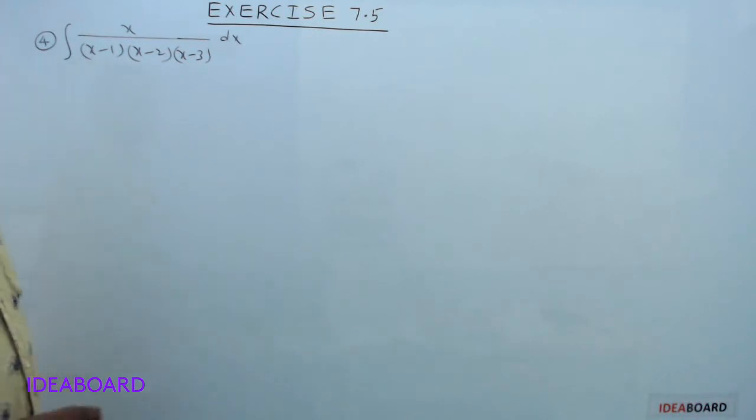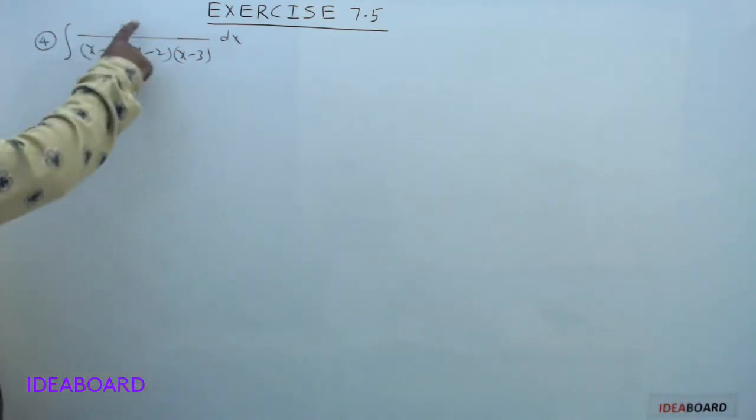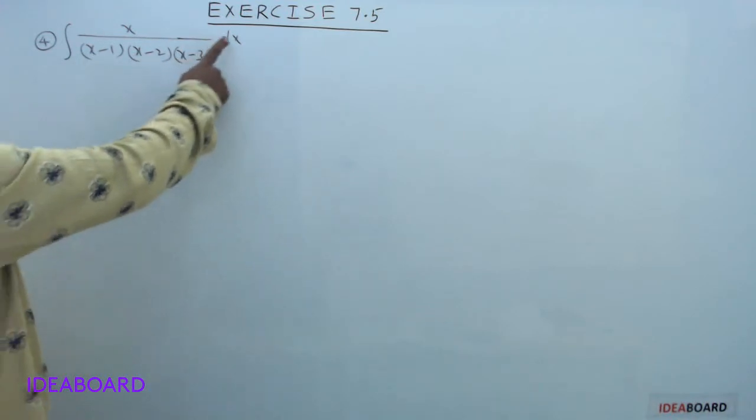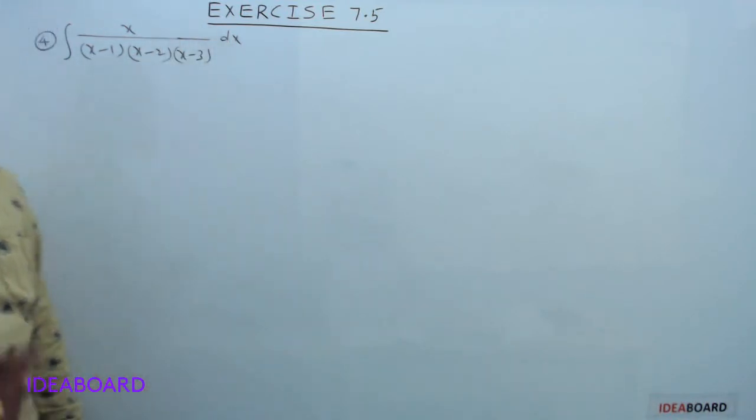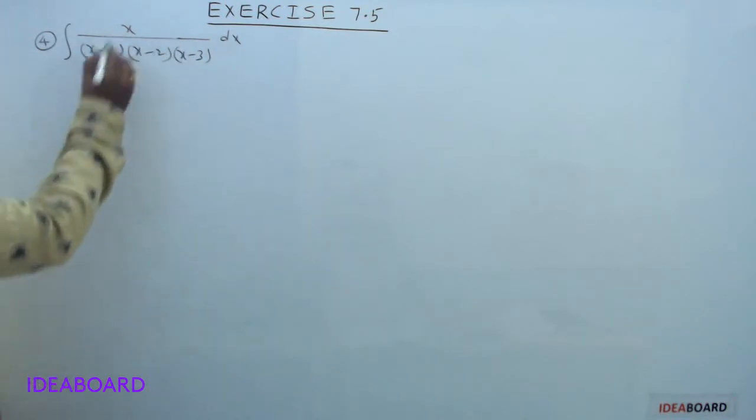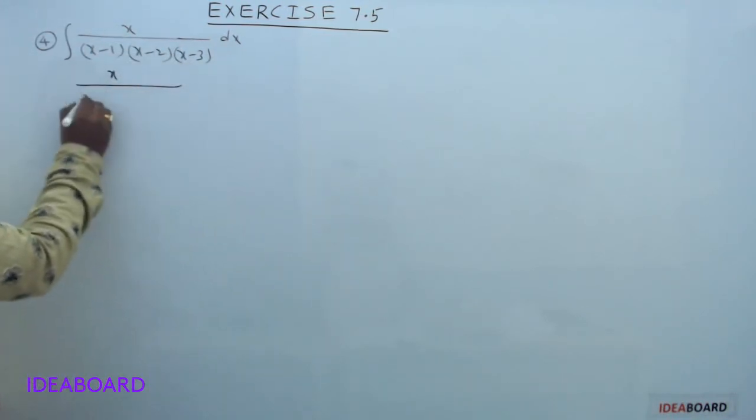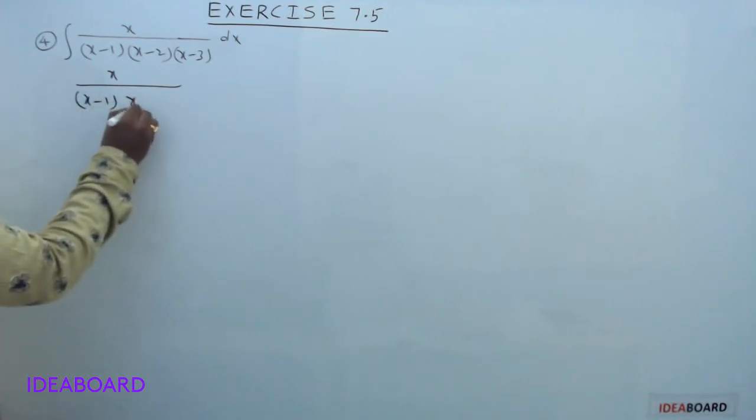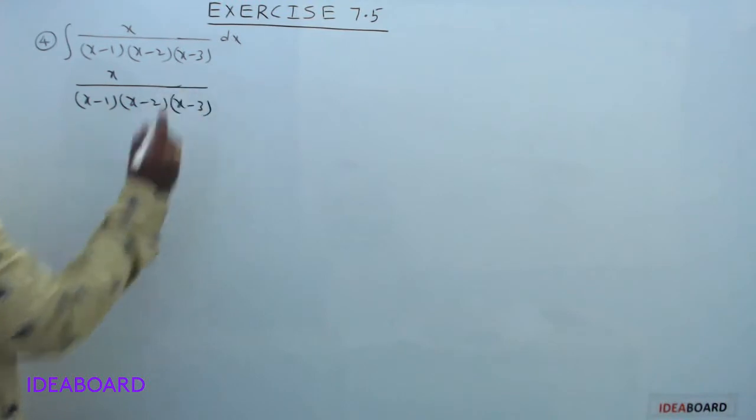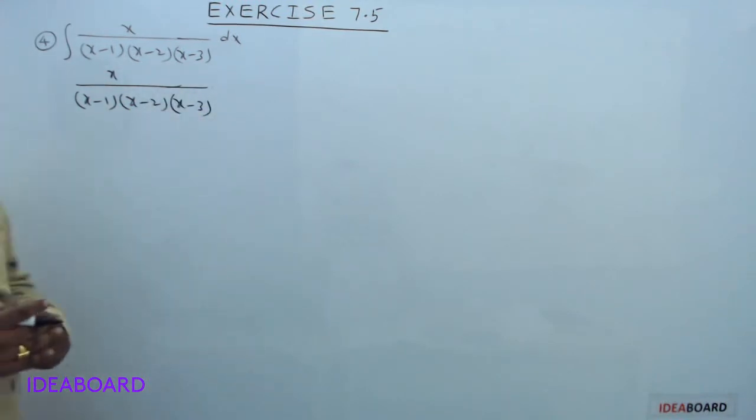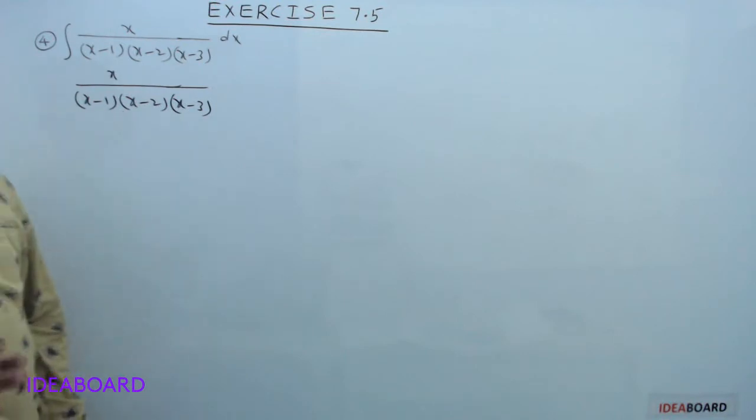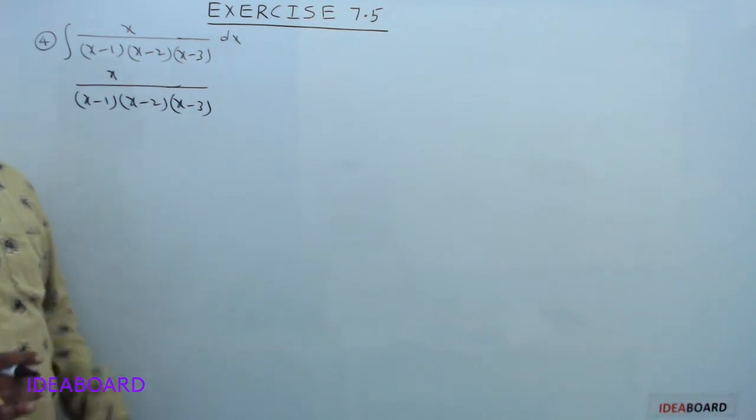Now come to the next problem. Integral x divided by x minus 1 into x minus 2 into x minus 3 dx. First write down this integrand separately. That is x divided by x minus 1 into x minus 2 into x minus 3. Now basically it is a fraction. Now first you have to verify whether this fraction belongs to type 1 or not.